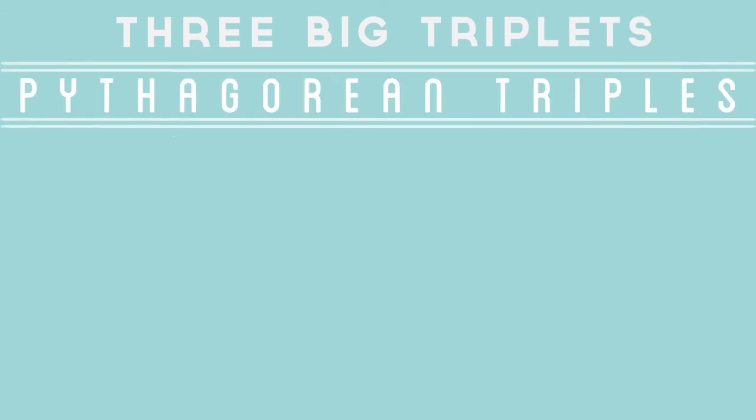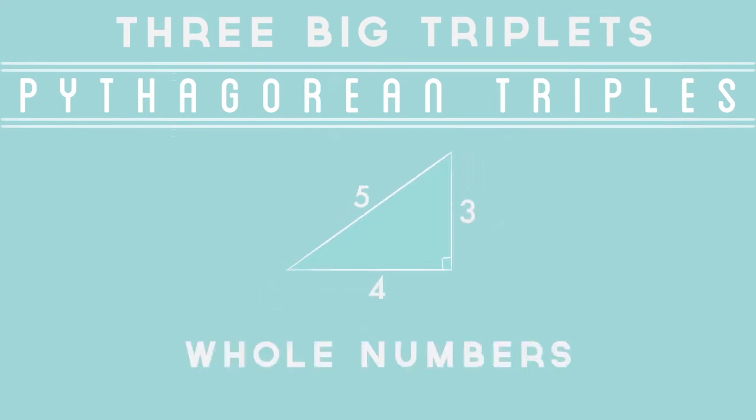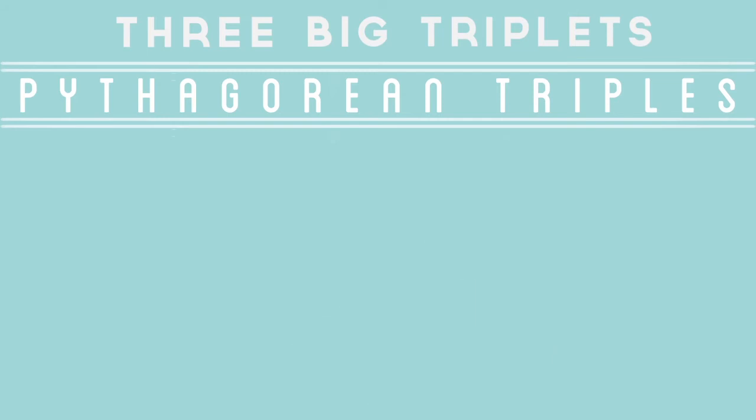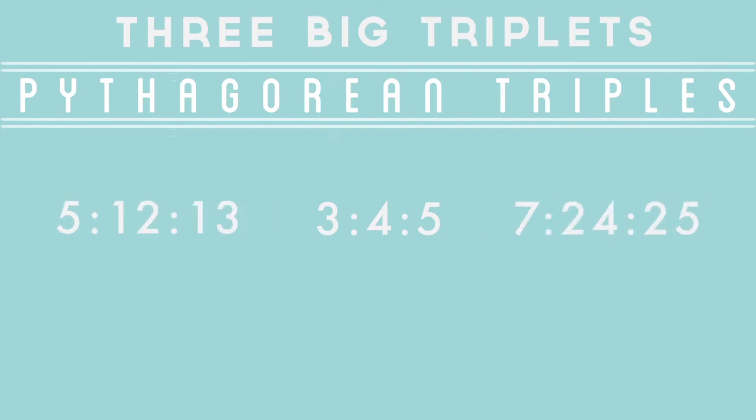One of the best strategies for saving time when working with right triangles is to know the three big triplets, or Pythagorean triples. These are simply sets of whole numbers that work well with right triangles, and the test makers use them to write right triangle problems because they know when they use these triples, the side lengths will turn out to be whole numbers. Here are the three triples that show up most often: the 3, 4, 5 right triangle, the 5, 12, 13, and the 7, 24, 25.